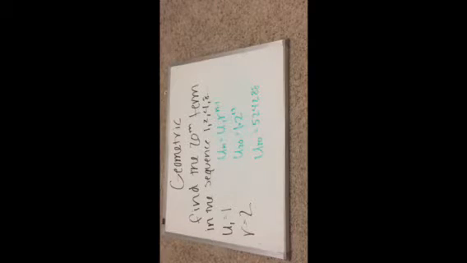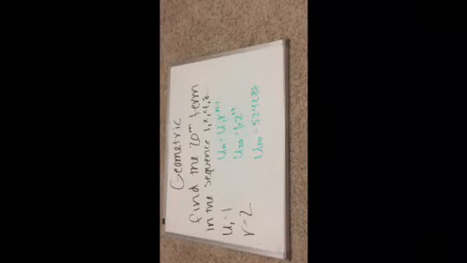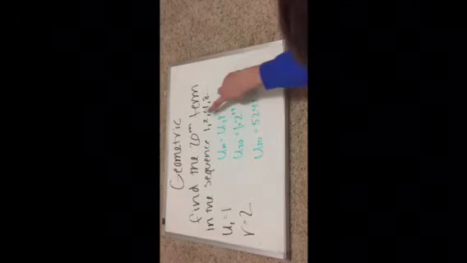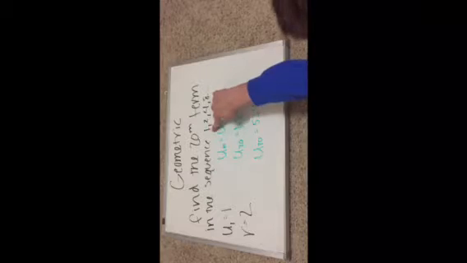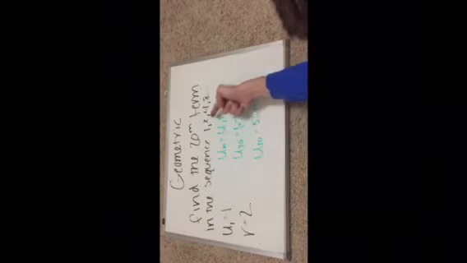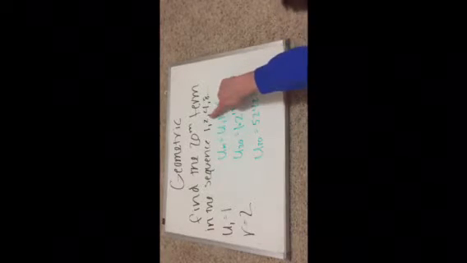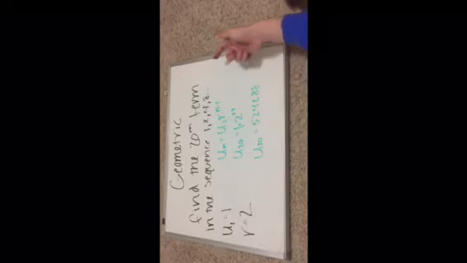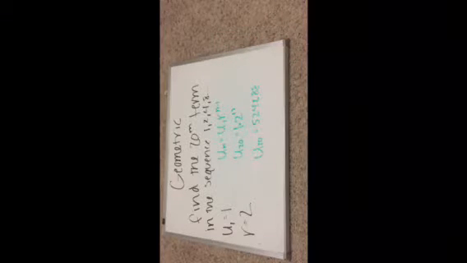We know u sub 1 is 1, and we know that our common ratio is 2 because if we take u sub 2 over u sub 1, you get 2, or u sub 3 over u sub 2, you get 2. So that's how you get your common ratio is 2.